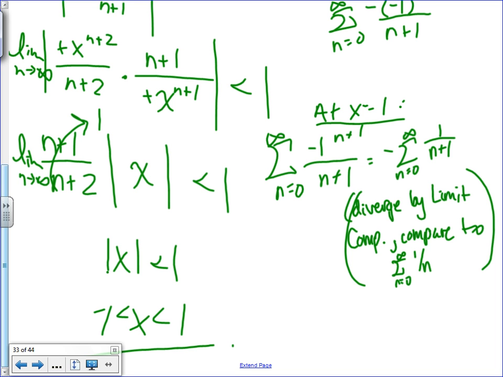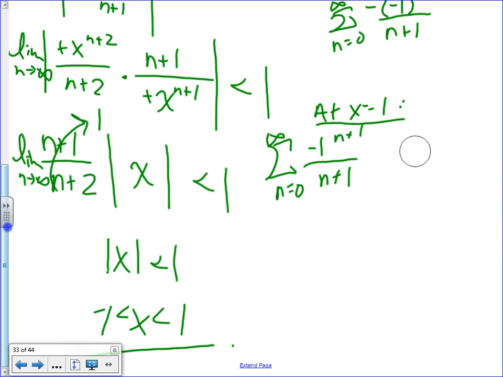Technically, we can't say 1 to the infinity is 1. Technically, what would we have to do? I looked back. 1 to the infinity is indeterminate. Aw, man. What can I do instead?